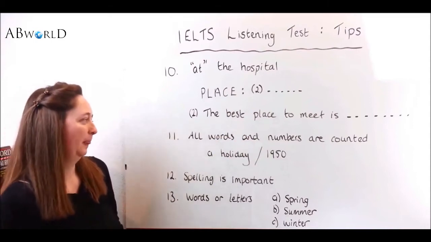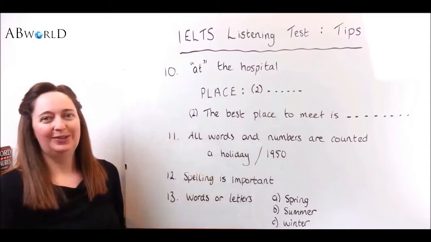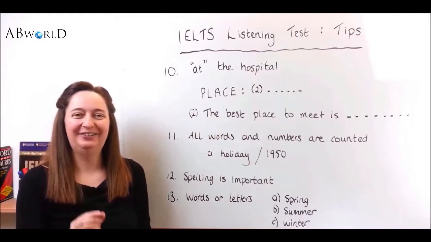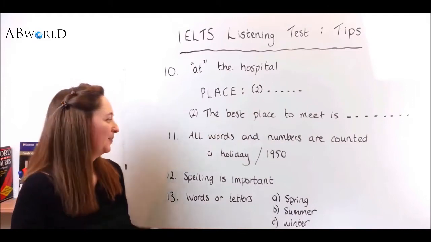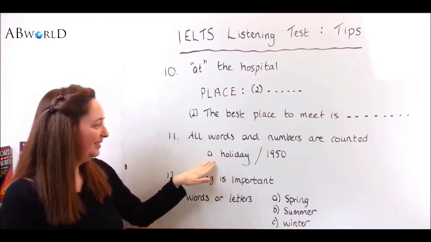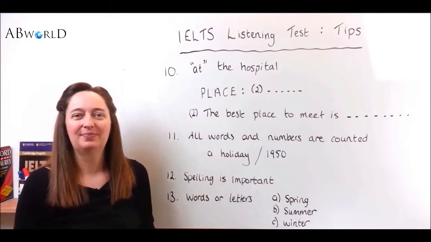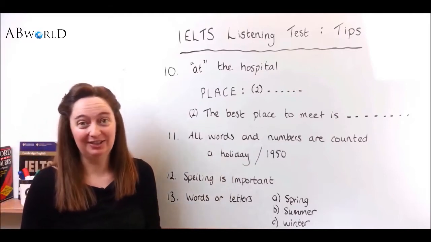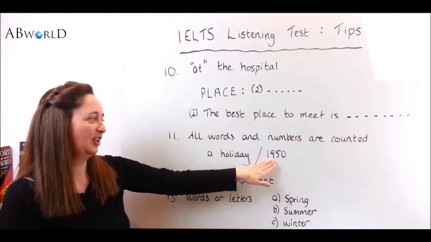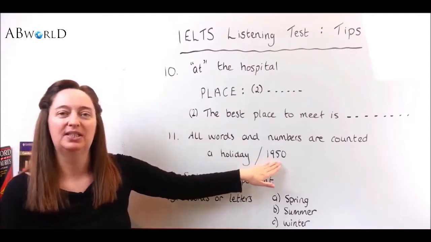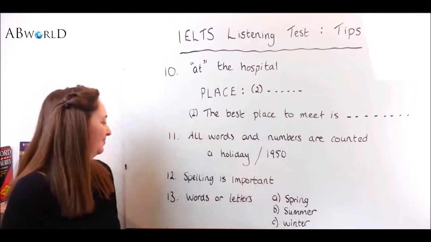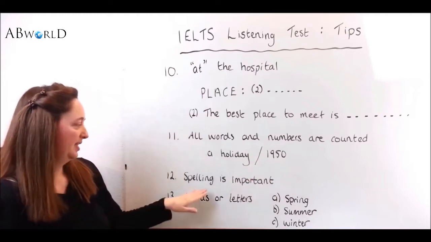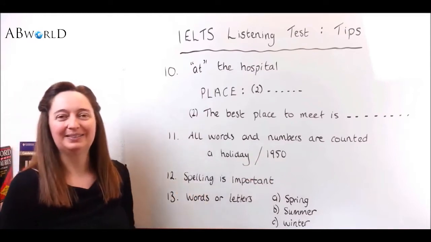Number 11. All words are counted, even if they are small words. So for example, a holiday, that is 2 words. That's the same for reading and writing. And of course, this 1950, that would be considered as 1 number. Number 12, this is important, spelling.